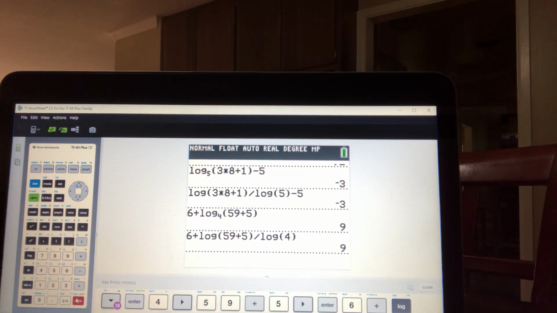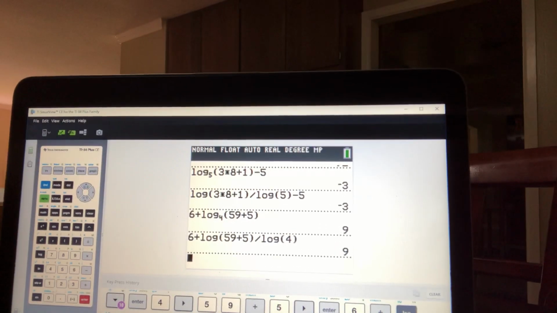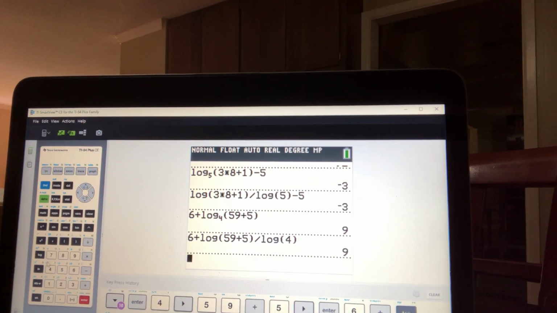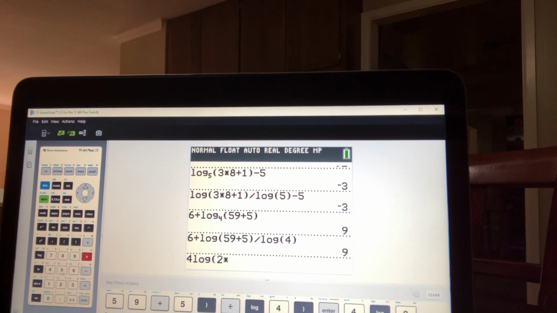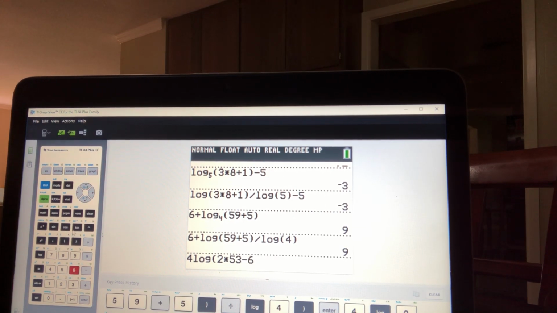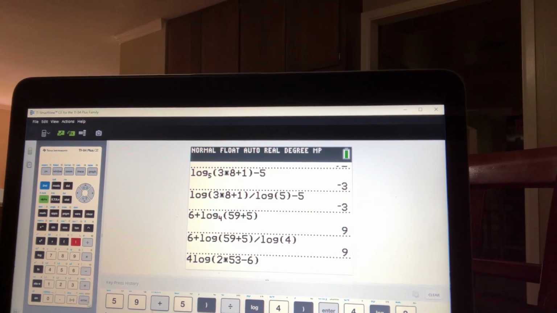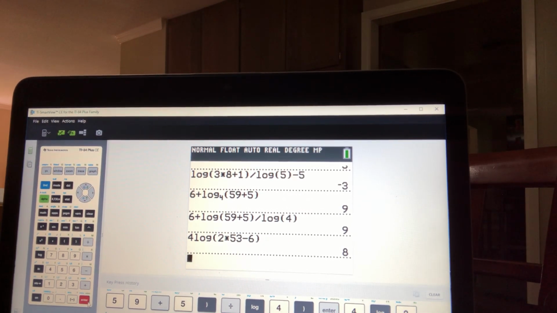Okay. So this one will be much easier to check because the base is a 10. So put in the 4, and everybody can just use the common log button since it was base 10. And then it would be 2 times 53 minus 6. And enter. And you do get the 8 that we needed. So number 8 is correct. It's 53.